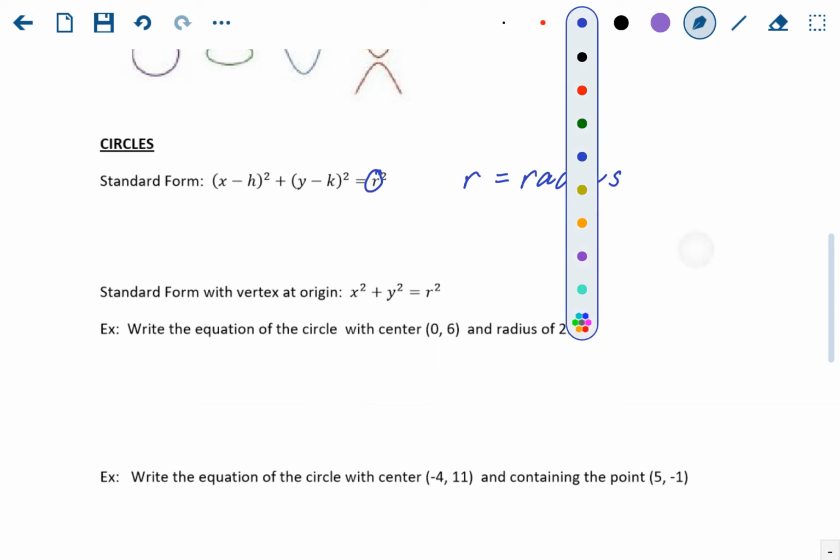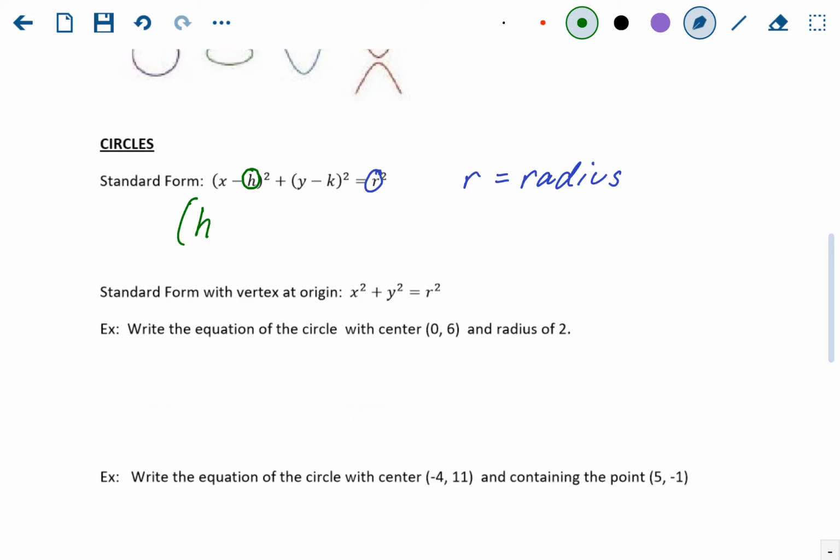Okay, what about h and k? h is the number that goes with the x. Now notice that the negative sign is already built into that equation. So h is the x value of the center. And you could probably guess that k is going to be the y value of the center. So altogether, (h, k) is the center of your circle.